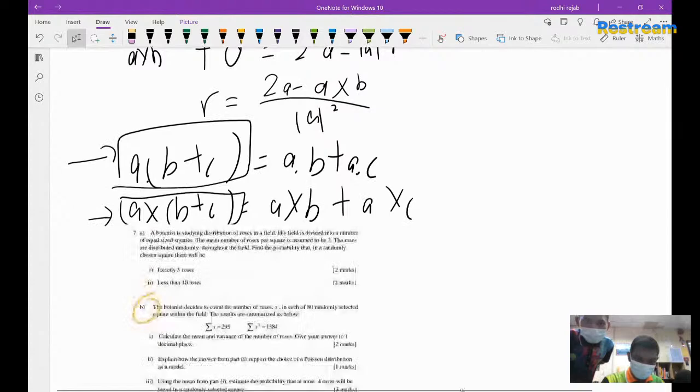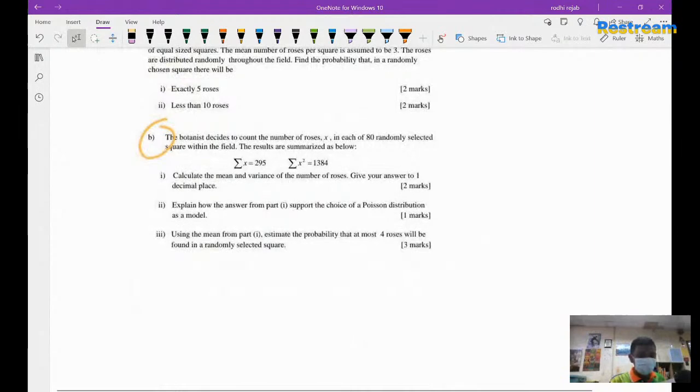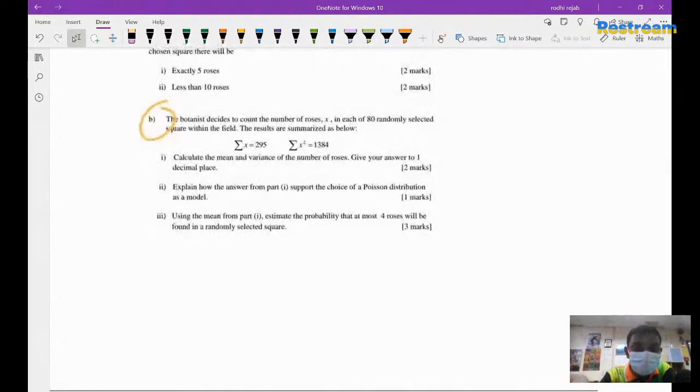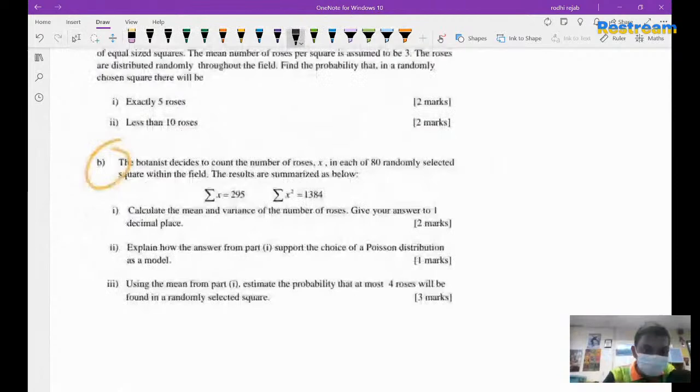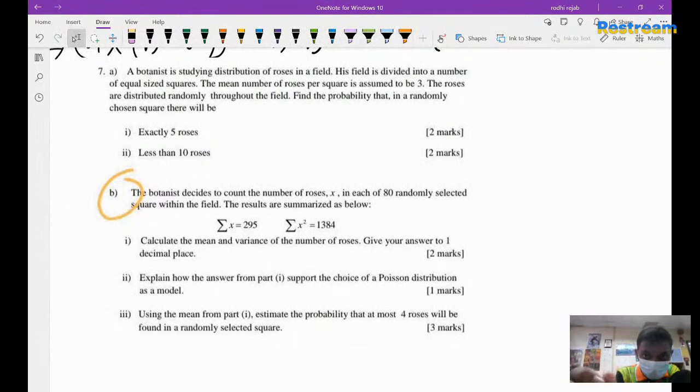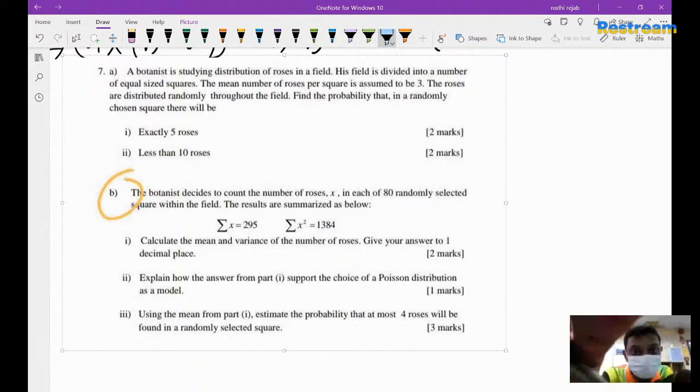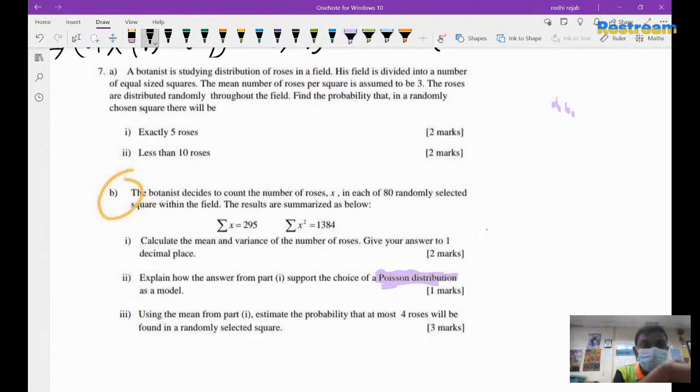Okay, so soalan ni is asked, and I would say kita first determine dulu ni bab berapa. So if you see here, you can see Poisson there. We have the Poisson distribution right here. So this should be chapter 10, Poisson.